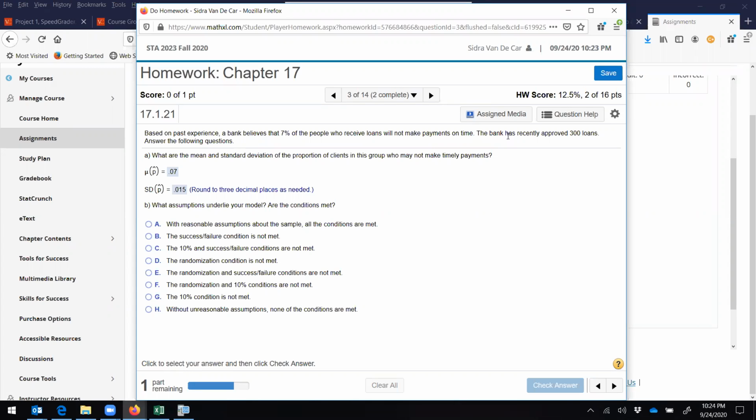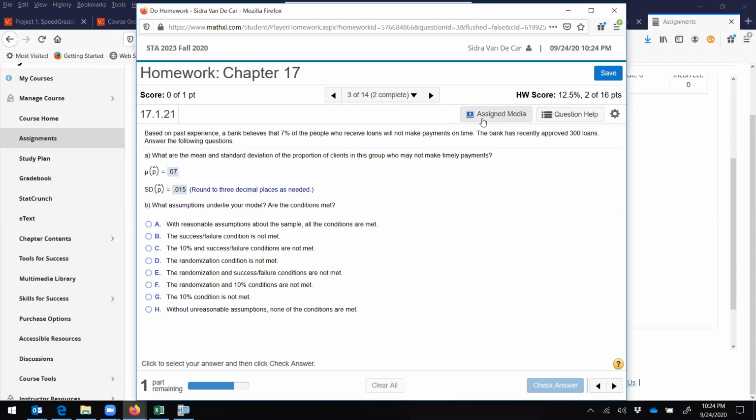The success failure, 0.07 of 300 would be about 21, and that's bigger than 10. And 93% of 300 would be the remainder, so about 279, and that's bigger than 10, so our success failure condition is met. And then the 10% condition, 300 is probably less than 10% of all of the loans that the bank issues, so that's met. So everything is met except the randomization, right?